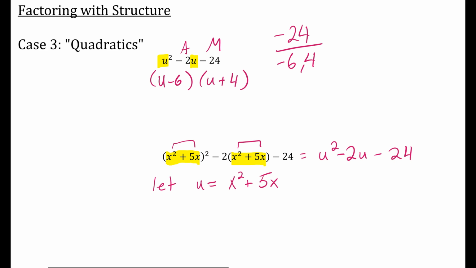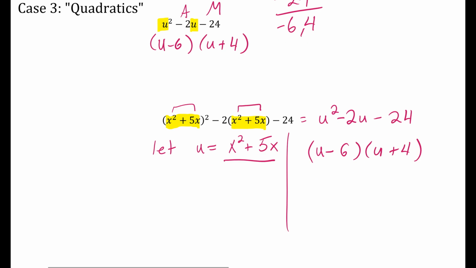Okay, well, I already know how to factor this. We did that up there. It factors into u minus 6 times u plus 4. But remember, they didn't give us u to start off with. They gave us x squared plus 5x. So now that I've factored it, I'm going to substitute that x squared plus 5x back into it. So instead of u, I've remembered that I let u be equal to x squared plus 5x when I started.